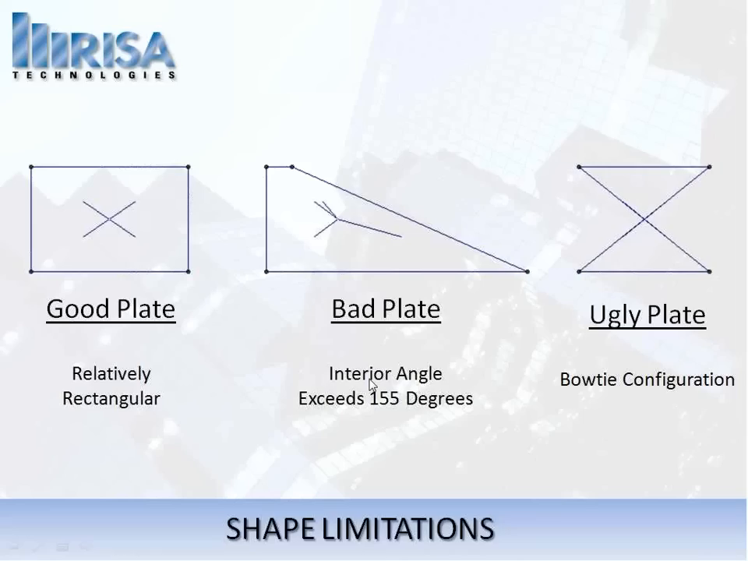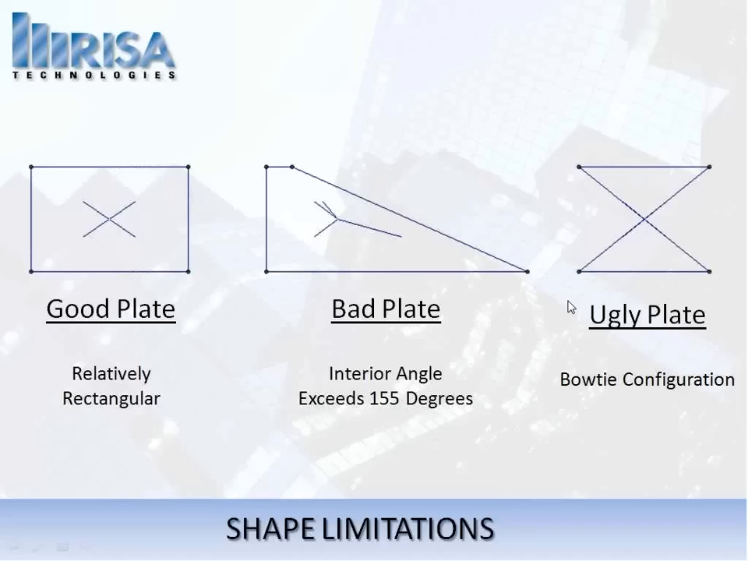We have what's called a bad plate. A bad plate is going to be one, in this case, that has an interior angle that exceeds 155 degrees, and that's going to be this interior angle right here. In the case of this plate, what I'd probably be better off doing is modeling it as a triangular plate. In the program, we do support triangular plates, so if you're drawing a 4-node plate and you click the last node twice, it'll come out as a triangle, and that would be much more appropriate. We're going to see later on why shaping a plate like this is going to lead to some erroneous results.